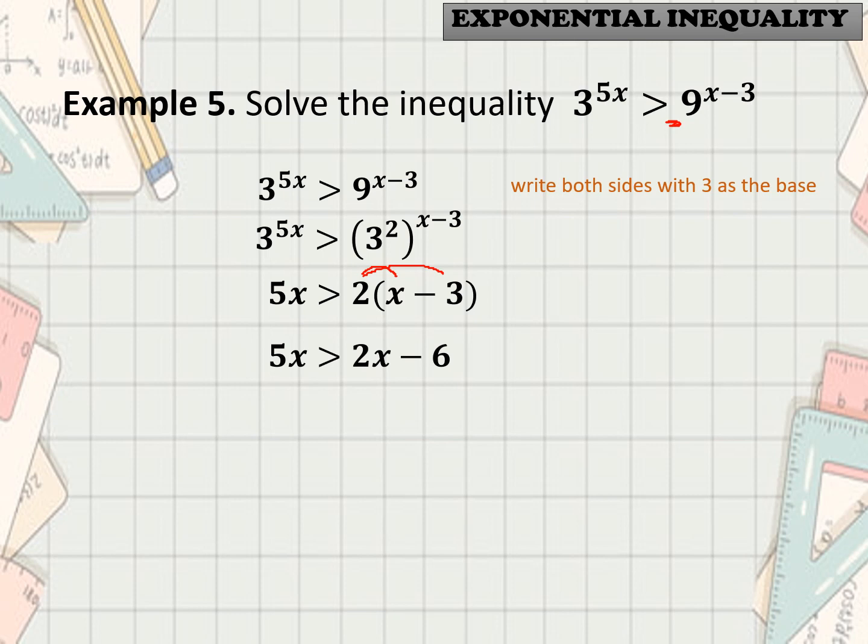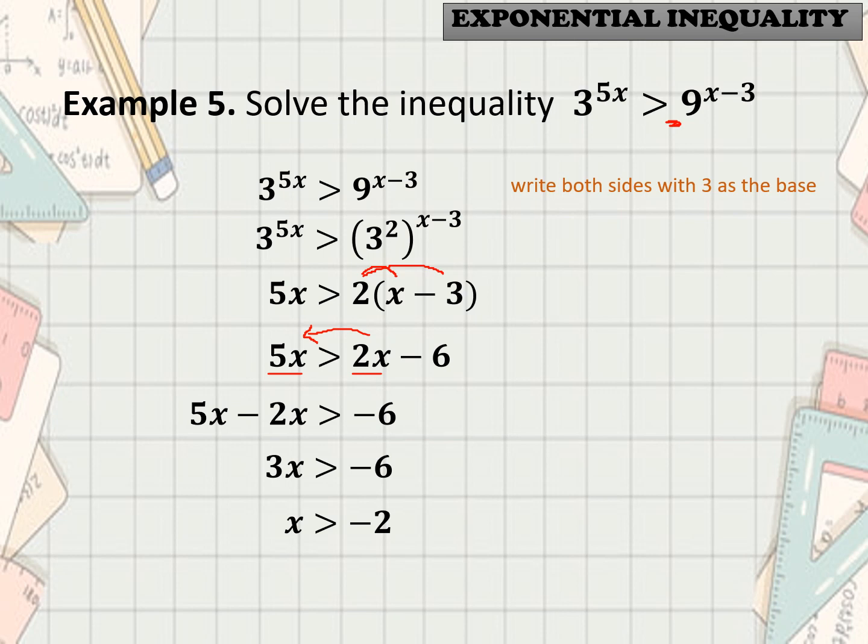Okay, next is combine like terms. So ang like terms dito, si 5x and si 2x. So 2x lipat natin sa kabila, isama natin siya dito kay 5x. So magiging 5x minus 2x is greater than negative 6. So 5x minus 2x equals 3x is greater than negative 6. Then, divide natin both sides by 3 kasi 3 yung katabi ni x. So, negative 6 divided by 3 is negative 2. So, our final answer is x is greater than negative 2.